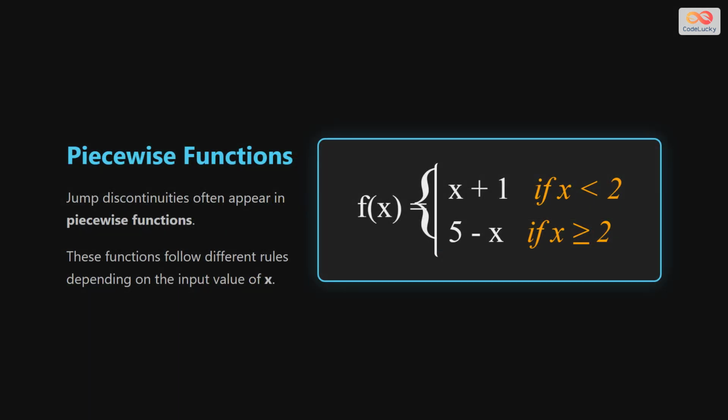You will most often encounter this with piecewise functions. These are functions defined by different formulas for different parts of the number line. For example, this function behaves like x plus 1 when x is less than 2, but changes to 5 minus x when x is 2 or greater.